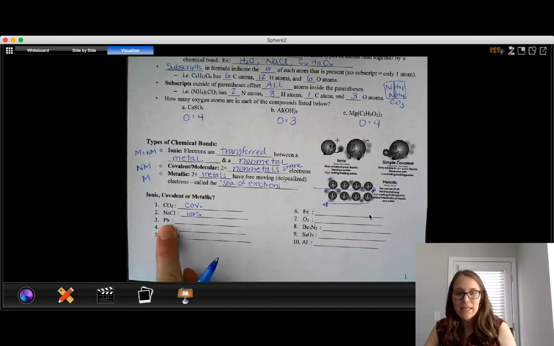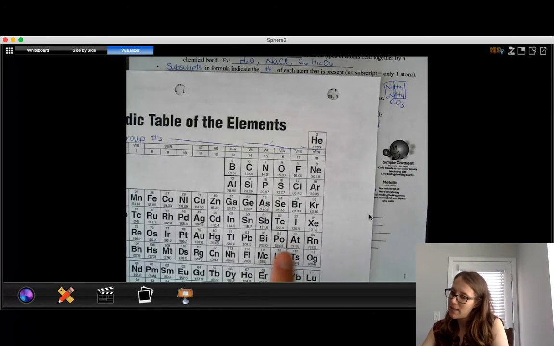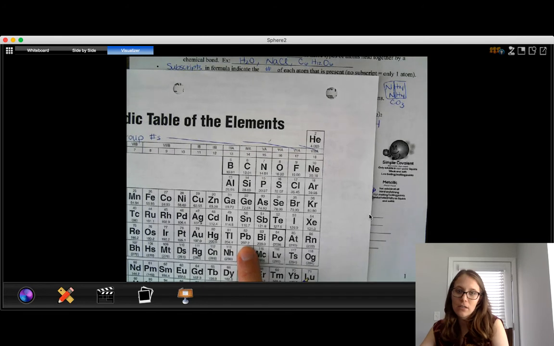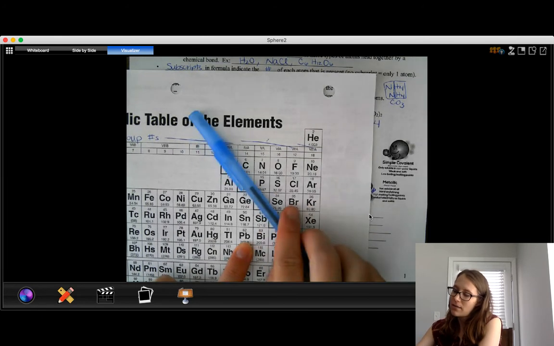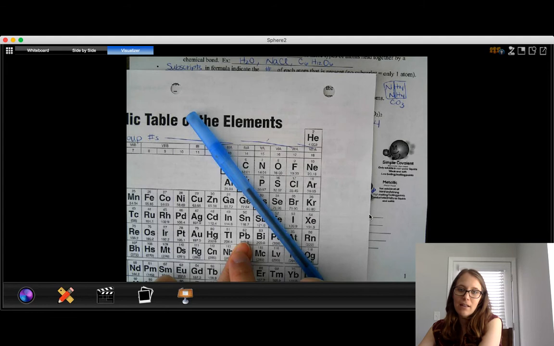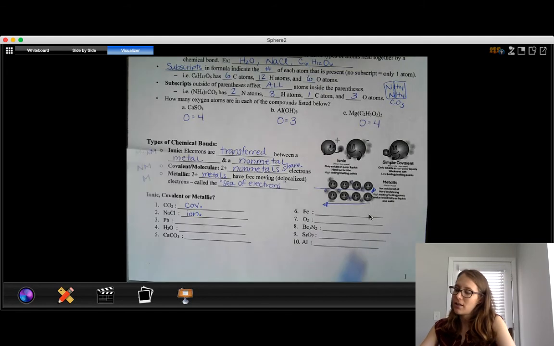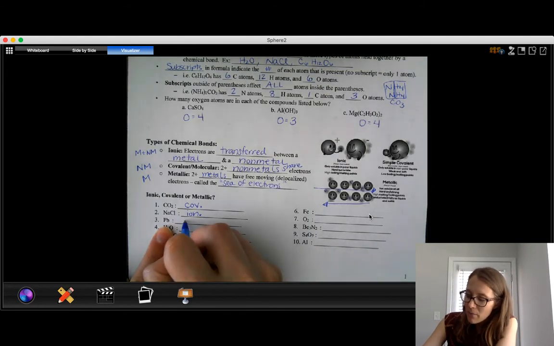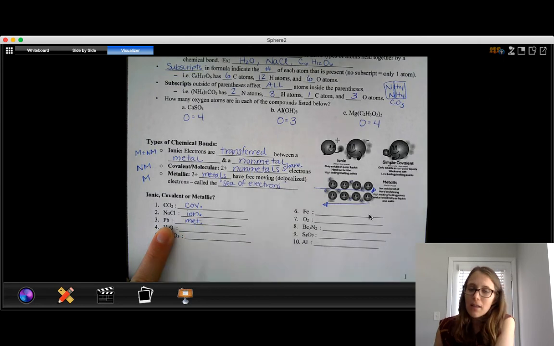Next up, we have Pb. Pb is lead. So lead is over here. When I look at that, that's going to be on the left side of the dividing line. So that's a metal. That's the only thing that's written. So if I just have a metal, this is going to be a metallic bond.